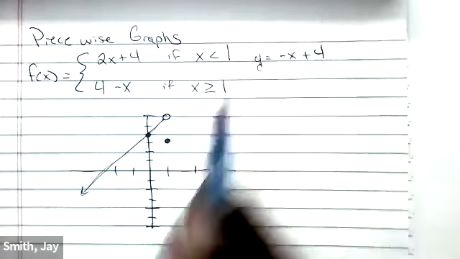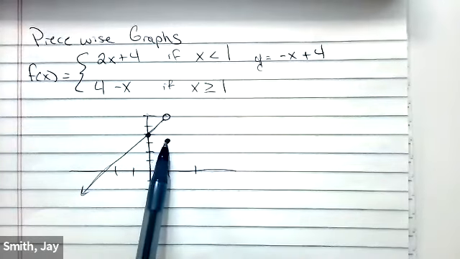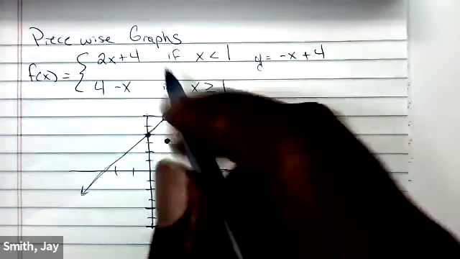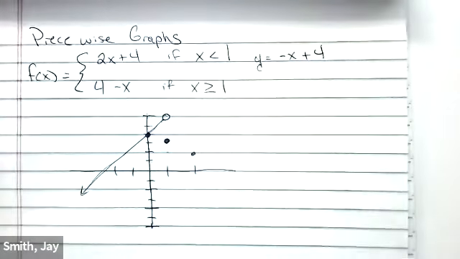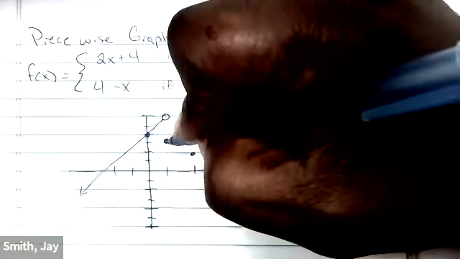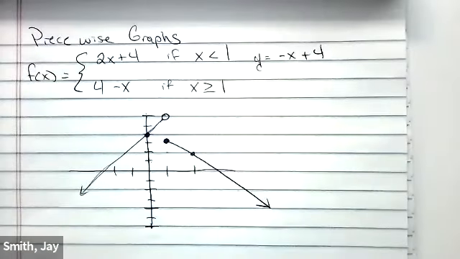I'm going to have a closed circle here because this graph is for x greater than or equal to 1, and equal to means it includes this point. Either way, from here I can go down 1 over 1. That's going to be another point on my line. Once I have 2 points, that defines the line. This is going to be the graph of my piecewise defined function.